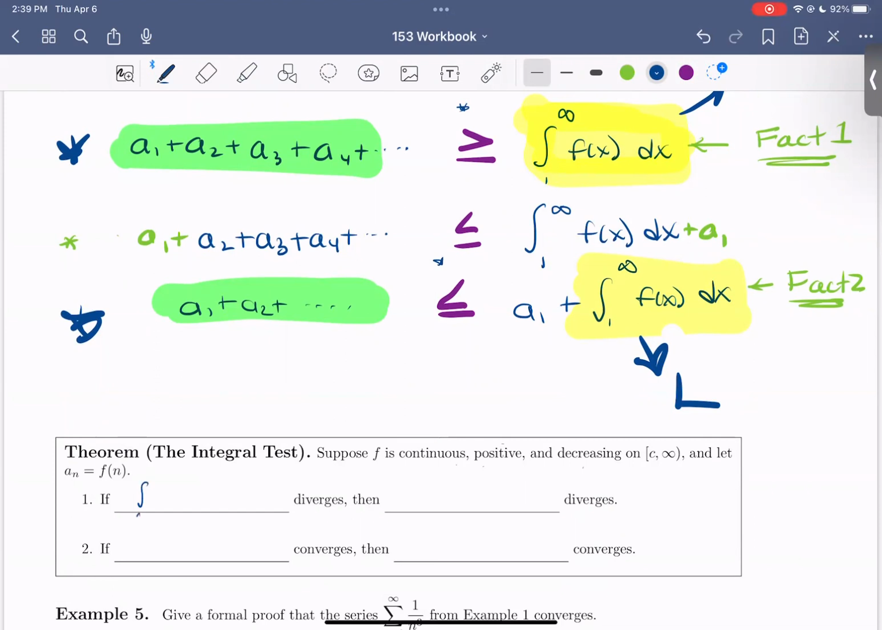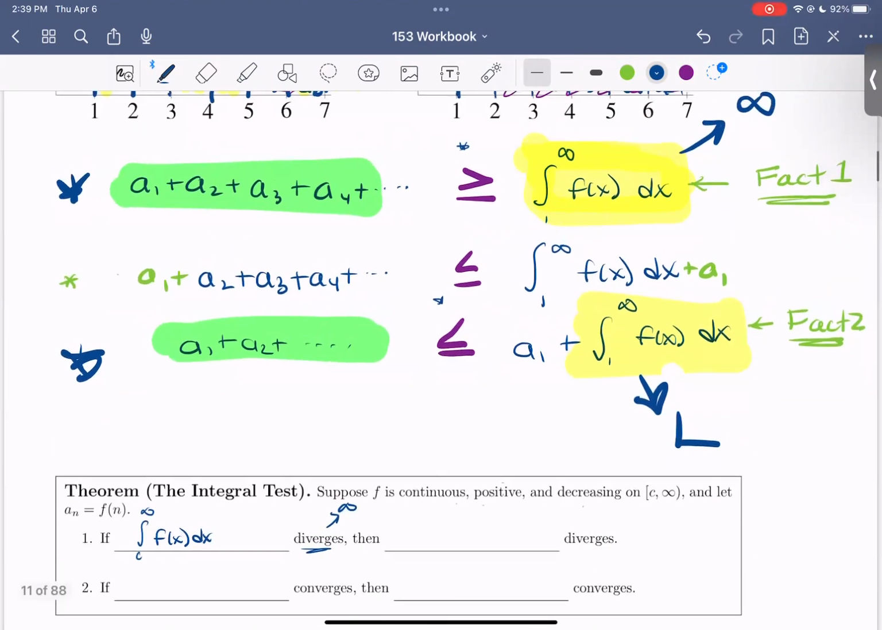So if the integral from c to infinity of f of x dx diverges, so blows up, then what did we see happen? Well, then the series of an's diverges. And that's using fact 1. And that's just the reasoning that we just went through. I'm just abbreviating here. When we're in the world of infinite series, we don't have to write the indices. It's known that what we're talking about is an infinite series where the terms go from n equals 1 to infinity. So we can write that shorthand.